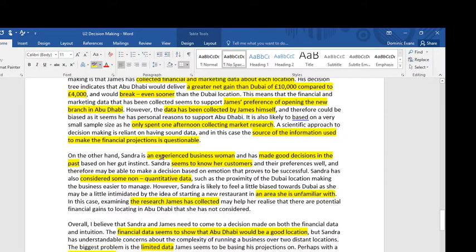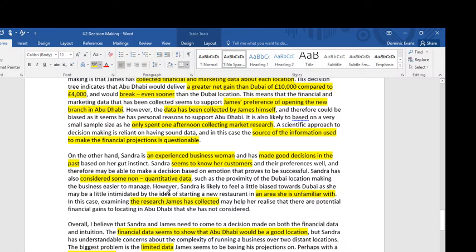On the other hand, Sandra is an experienced businesswoman and has made good decisions in the past based on her gut instinct. Well, we know that from the case study. She seems to know her customers and their preferences well, and therefore may be able to make a decision based on emotion that proves to be successful. Sandra has also considered some non-quantitative data, such as the proximity of the Dubai location, making the business easier to manage. Okay, so what are the benefits of using intuitive decision making? Sandra's got a track record of it, and she has used some non-quantitative data.